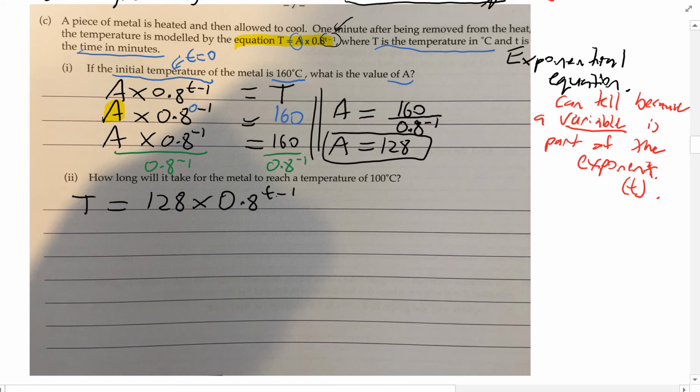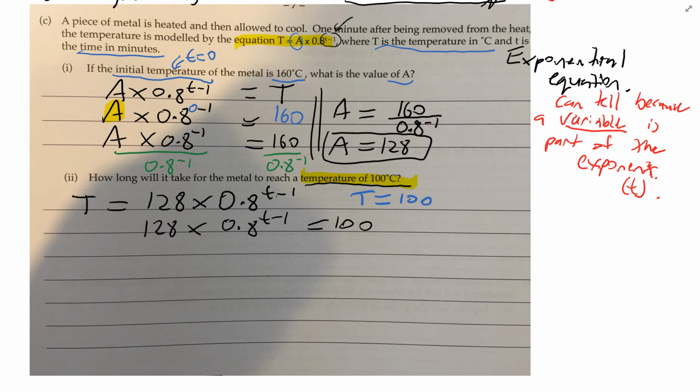And the next question, usually the second part will be to solve that. So how long will it take for the metal to reach a temperature of 100 degrees Celsius? So let's substitute in T equals 100. So 128 times 0.8 to the power of t minus 1 equals 100. And what I want you to do now is pause the video and have a go at solving this. So this is your classic exponential equation question, which you usually get a couple of in every algebra exam. So they're worth practicing well because they're a guaranteed E7.